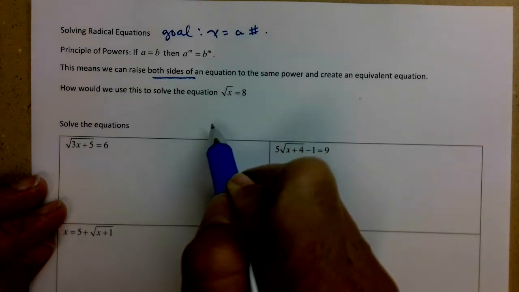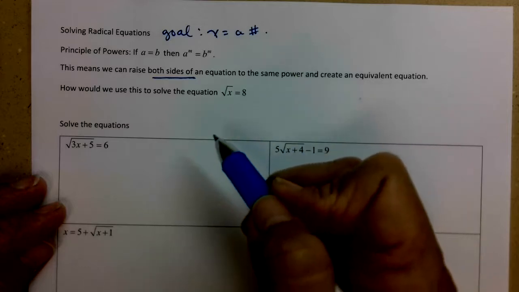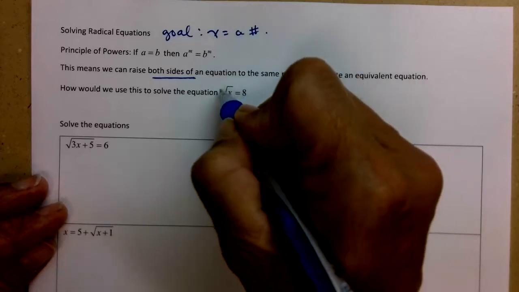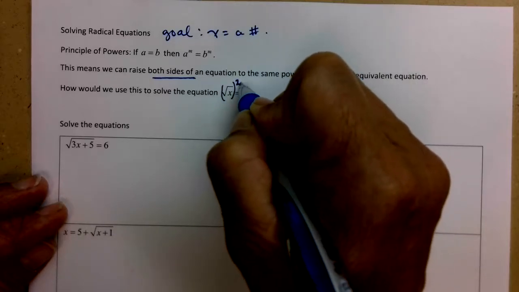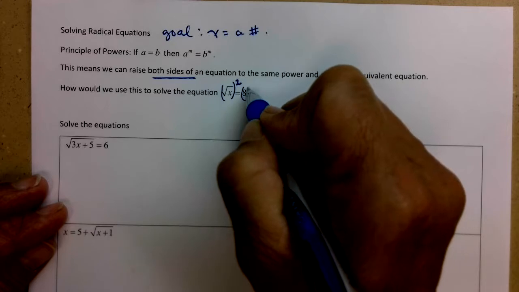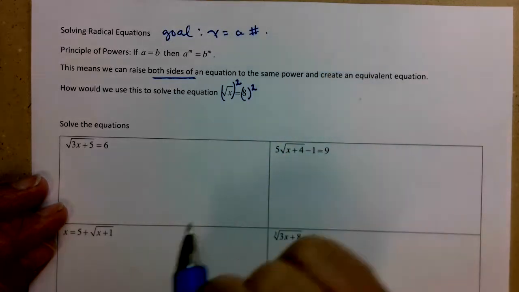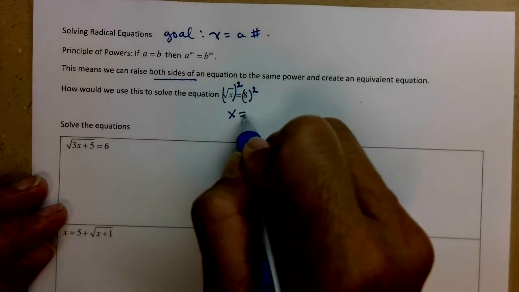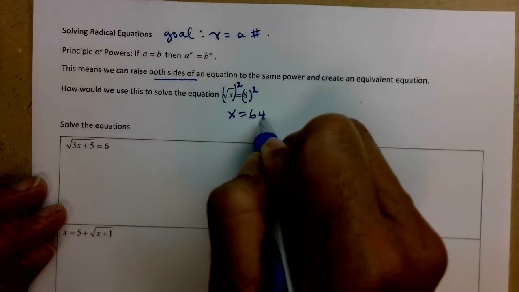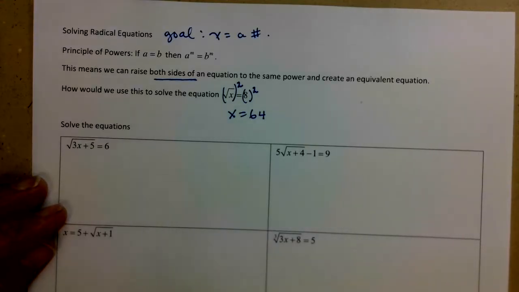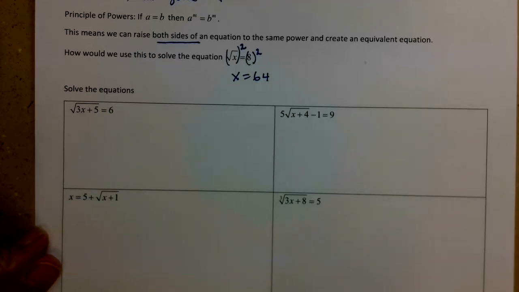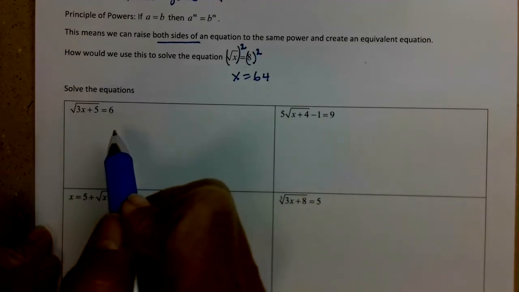I need an operation that's going to break that square root, that's going to undo a square root. So the operation that undoes square rooting is squaring. So I would square the left side, but that means I have to square the right side to be equivalent. So squaring the square root gets you the x, and squaring the 8 gets you the answer, 64. Okay. So sometimes we'll have some work to do after we do the power principle. So let's see what that's going to look like.